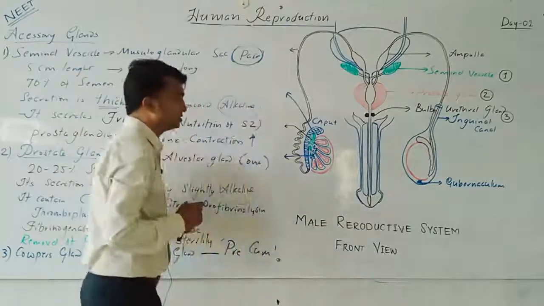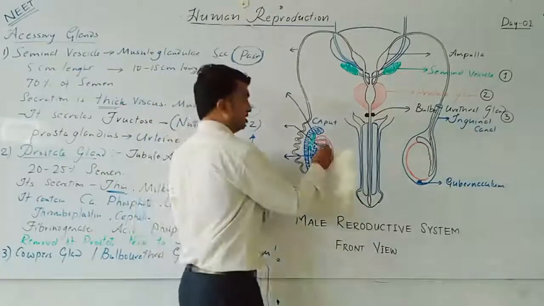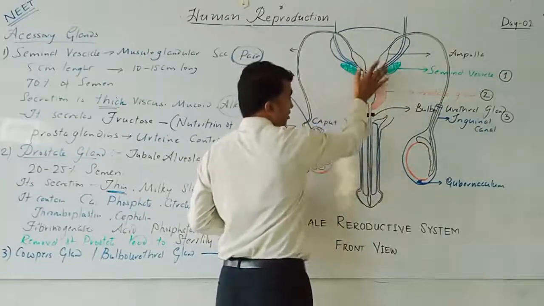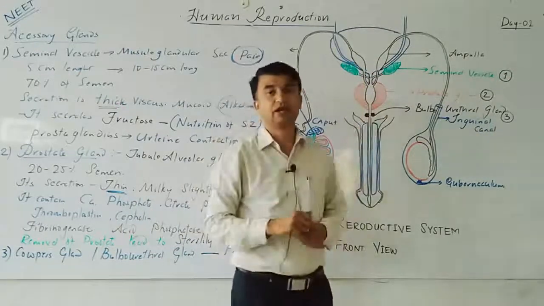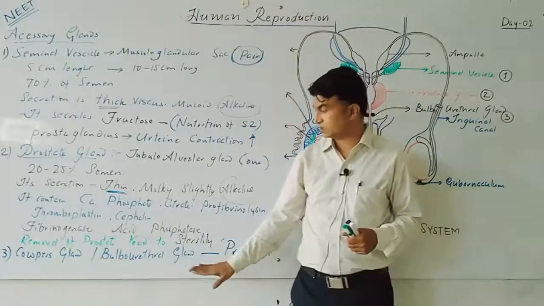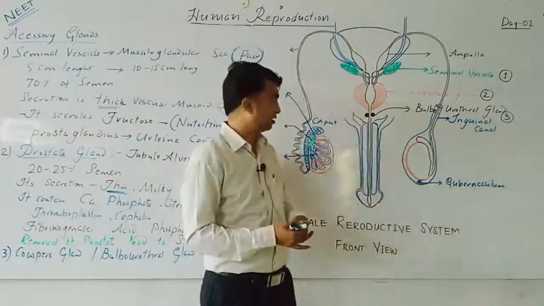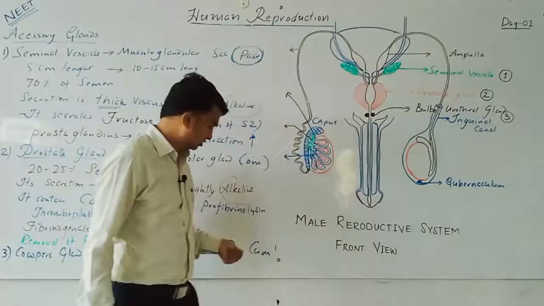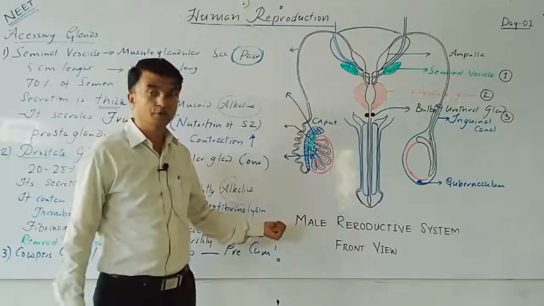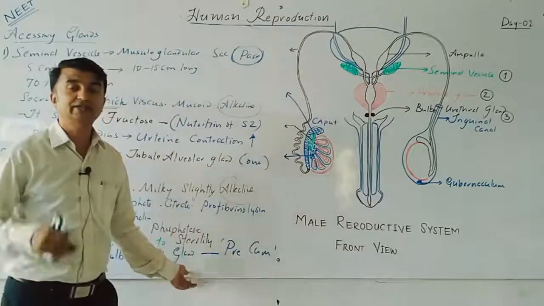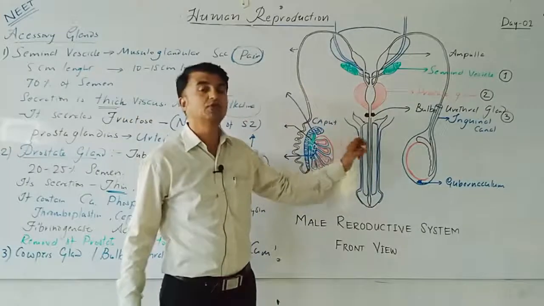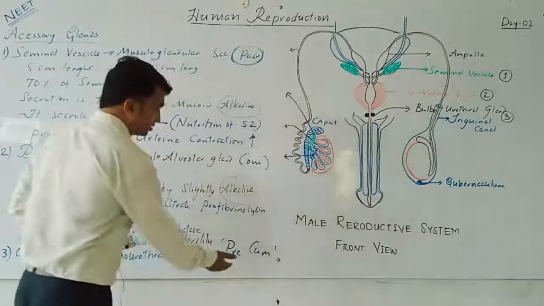So spermatozoa are produced here, seminal fluid is produced here, and prostate fluid is produced here. Before they enter the urethra, the secretion of the bulbourethral gland is secreted first. Why? Because it is alkaline in nature. So this will increase the lubrication and neutralize the acidic path of the urethra. If urine has passed, that is a little bit acidic, so this will neutralize the acidity. That's why it is called pre-cum.